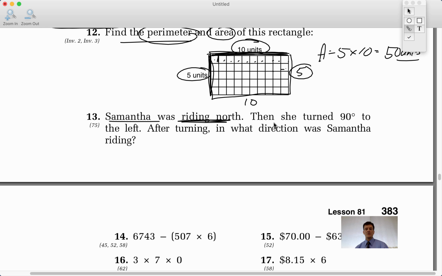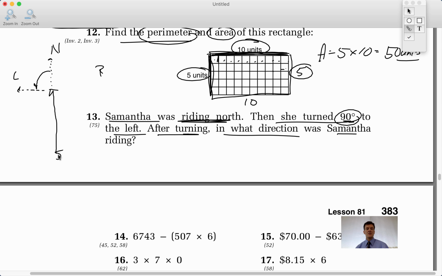Samantha was riding north when she turned 90 degrees to the left. Then, after turning, in what direction was Samantha riding? So if she's going north, we're going to represent that by drawing straight up on the piece of paper. Then she stops. She's going to turn 90 degrees to the left. So 90 degrees to the left, this is your left side, this is your right side. So she's going to be looking in that direction, and then she turns 90 degrees. Now she's going to be looking in that direction, and that means what direction is she going to be riding now? Well, if this is north, this is south, this would be east. Now she is traveling west.